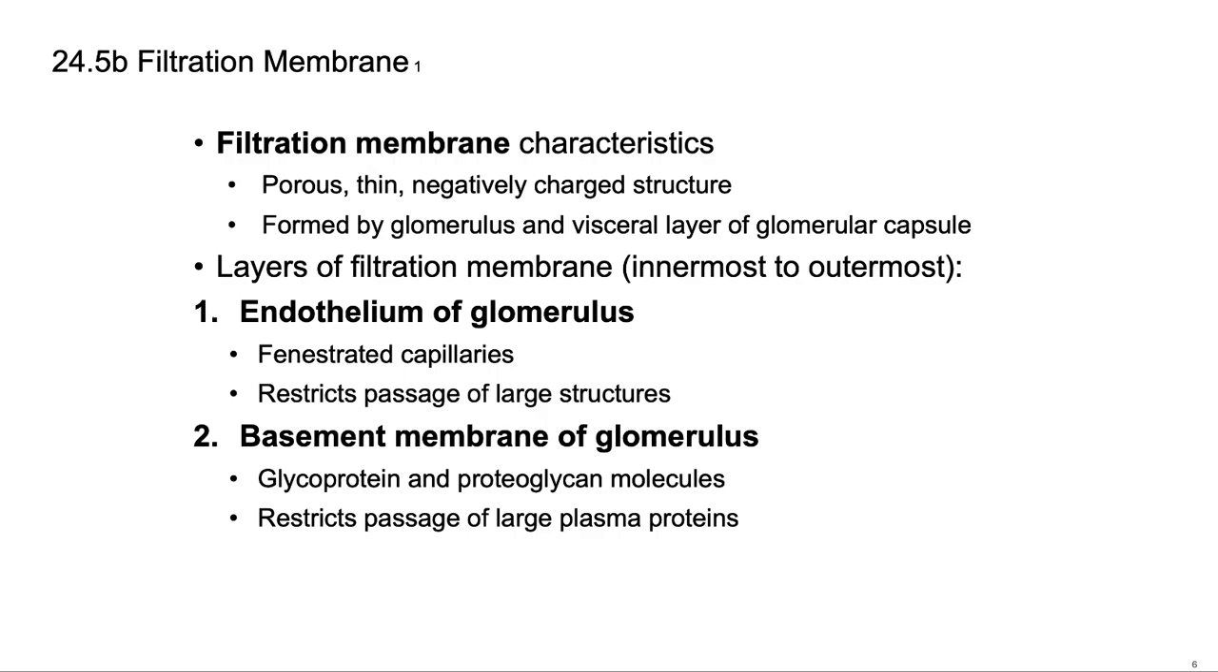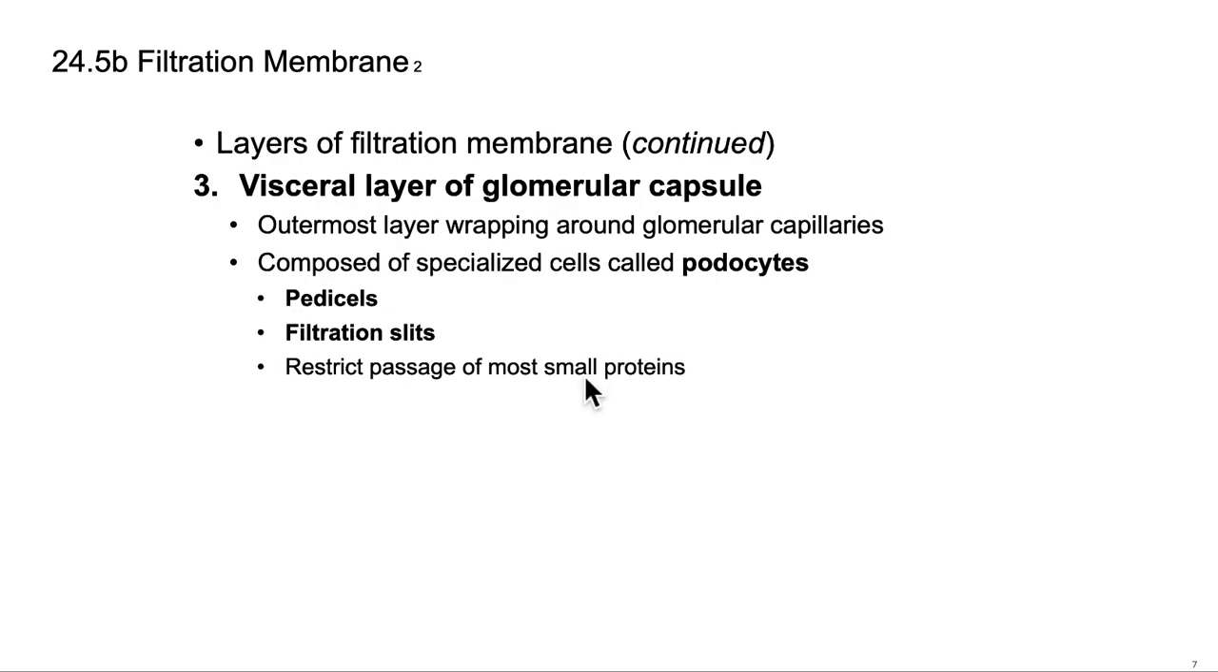Deep to the endothelium, you have the basement membrane. Think of what the endothelium is sitting on, what anchors it and serves as its foundation, its basement. That is the basement membrane, and we'll look at pictures of these. And then you have something called the visceral layer of the glomerular capsule. You've got a parietal layer that we'll talk about, and then you have this visceral layer.